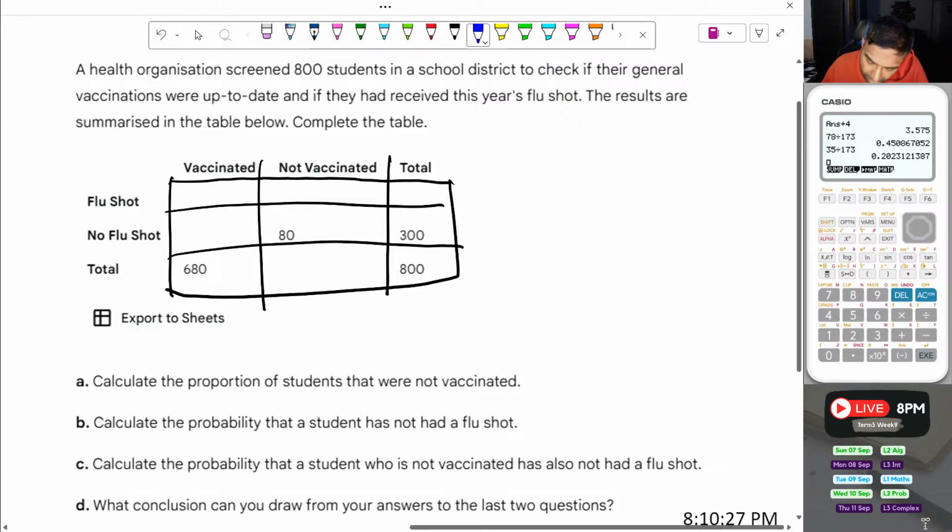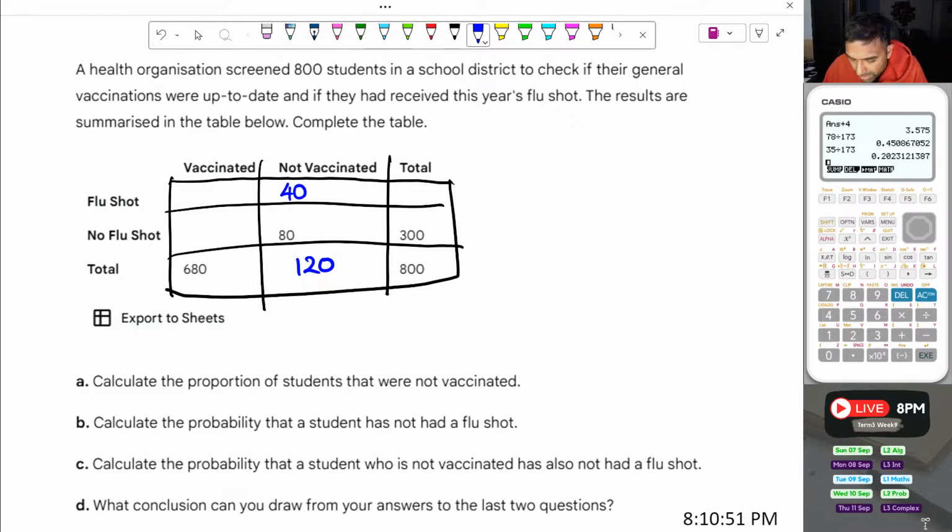So we've got 800 in total, and because we've already got half the table filled up here, it's fairly easy to fill up the table. So we're going to figure out this thing here first, because we've got 800 minus 680, so that's going to be 120. Then if we go along the top with not vaccinated, we've got 80 with no flu shot, which means 40 is going to be with flu shot, because 40 plus 80 is 120. Then we've got no flu shot. We've got total is 300. Not vaccinated is 80. So 300 take away 80 is going to be 220.